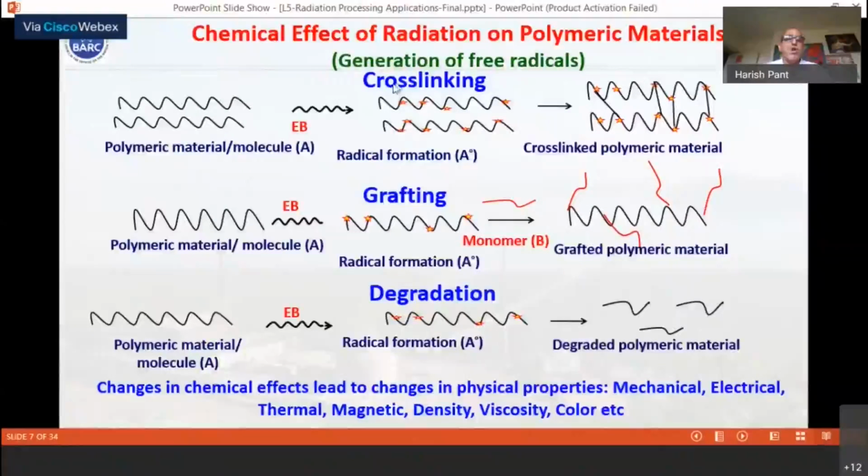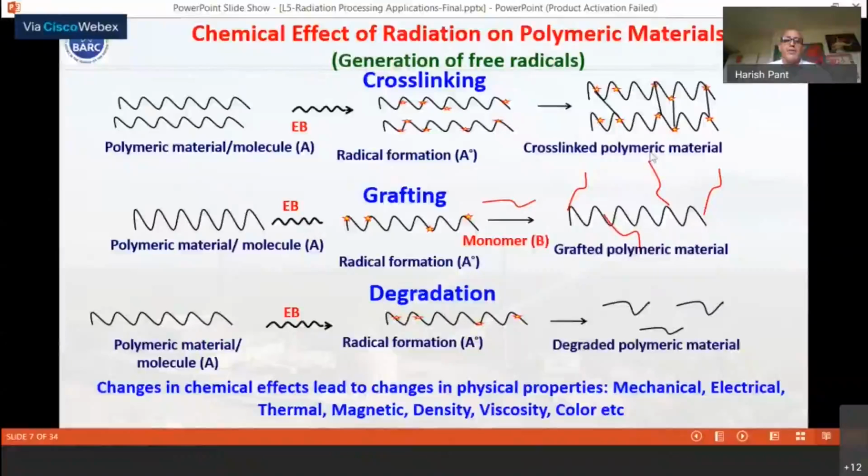In cross-linking of polymers, a polymer consists of long chains of molecules. So what happens when the radiation falls on those polymeric materials, free radicals are generated, and as I told you, these free radicals are very reactive, so the cross-linking of these chains takes place. When the cross-linking takes place, the polymer gains more mechanical strength, its properties are improved, and it can be used for various applications.